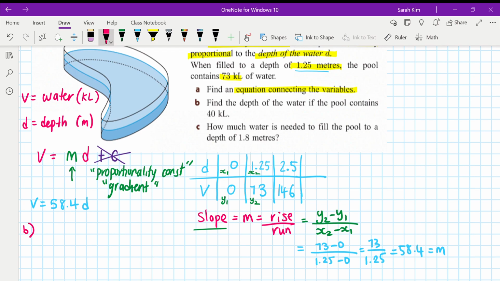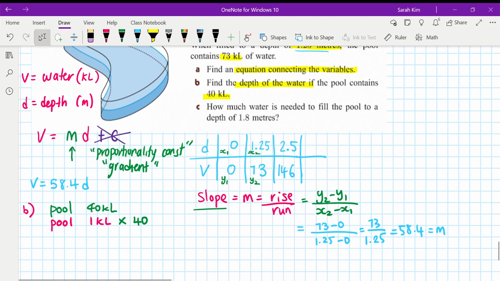Alright, let's do B. Find the depth of the water if the pool contains 40 kiloliters. So again, we want to figure out the depth when the pool contains 40 kiloliters. In order to do that, you need to figure out how much the depth would be if the pool is 1 kiloliter, and then times it by 40.